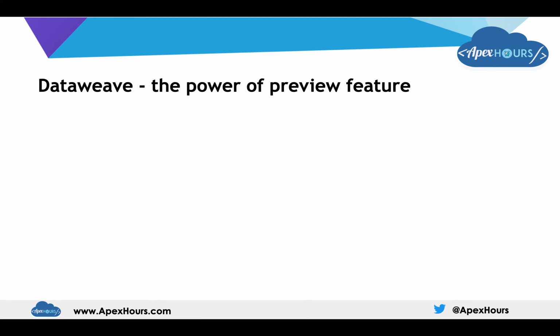Before going to the power of the preview feature, I will tell you that the important thing about DataWeave is to transform data. It can be from one format to another, or you can extract one particular piece of data from the raw data. Suppose you have name, roll number, city, and country in the raw data, but you just need the name. In that case, you can use DataWeave to extract only specific data.